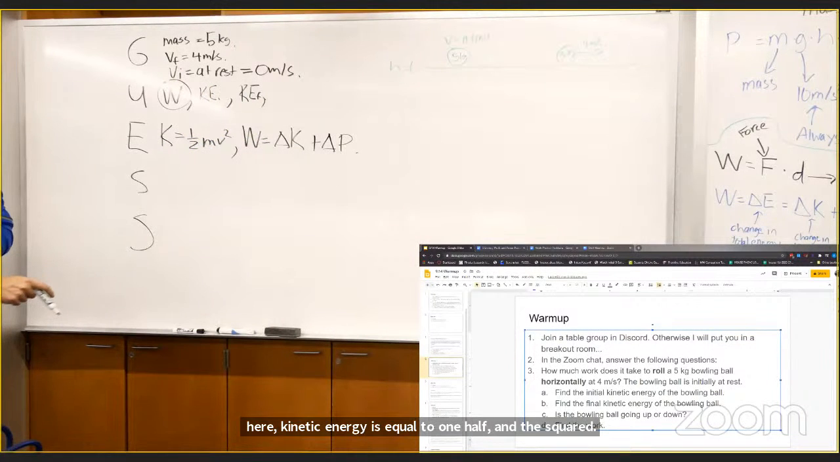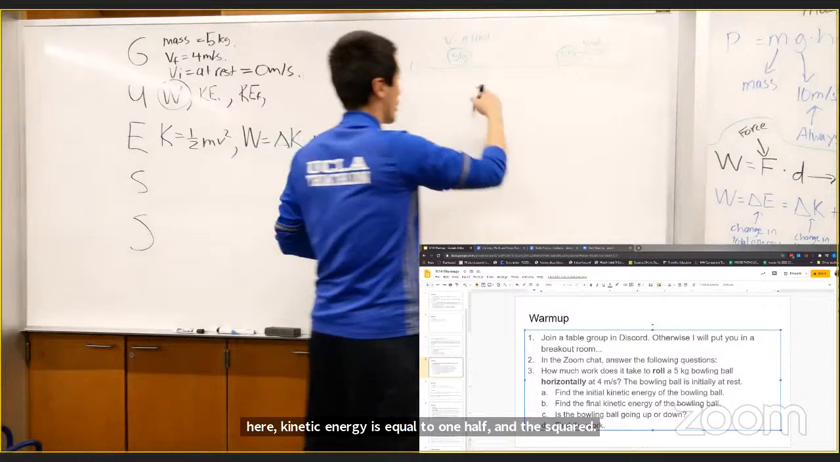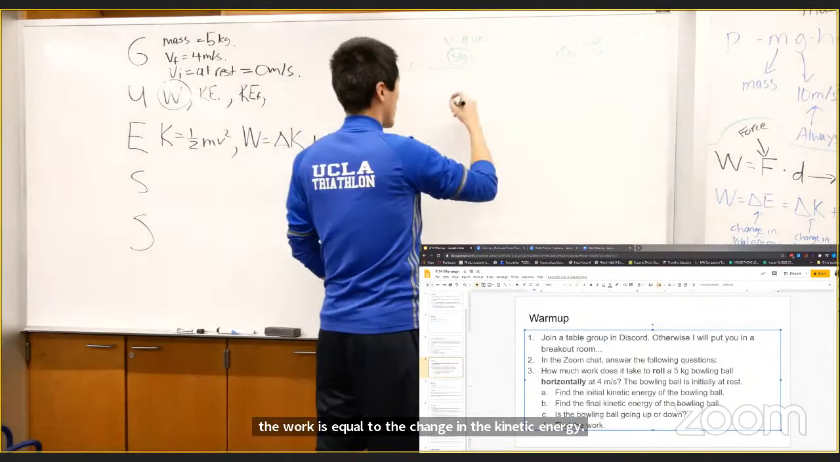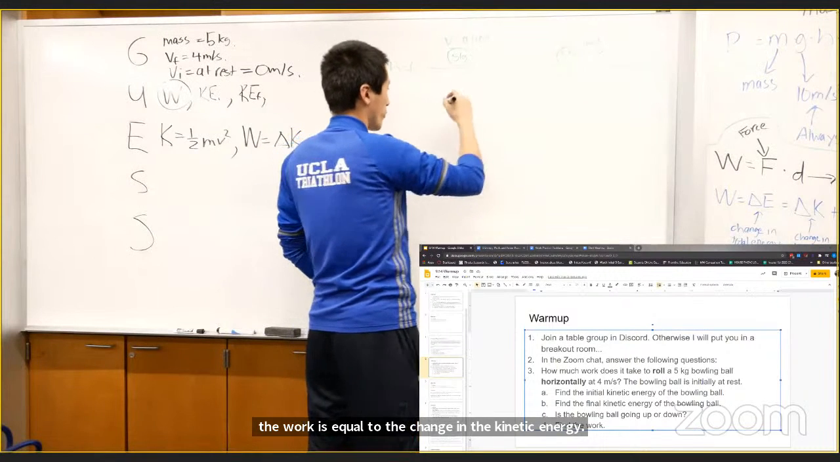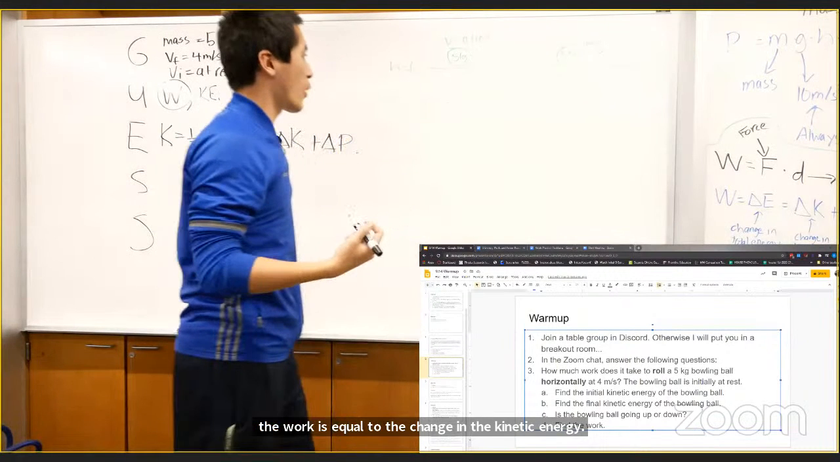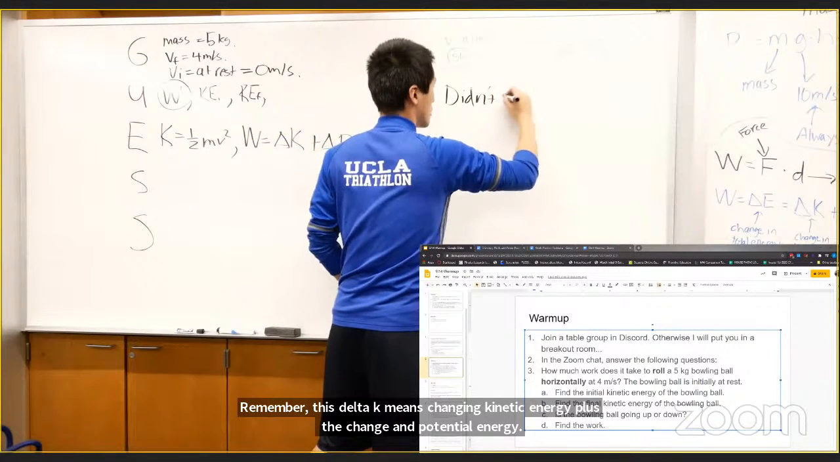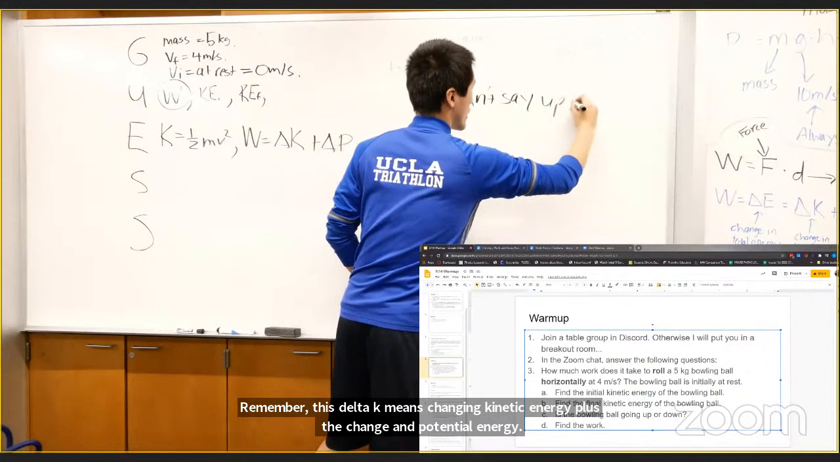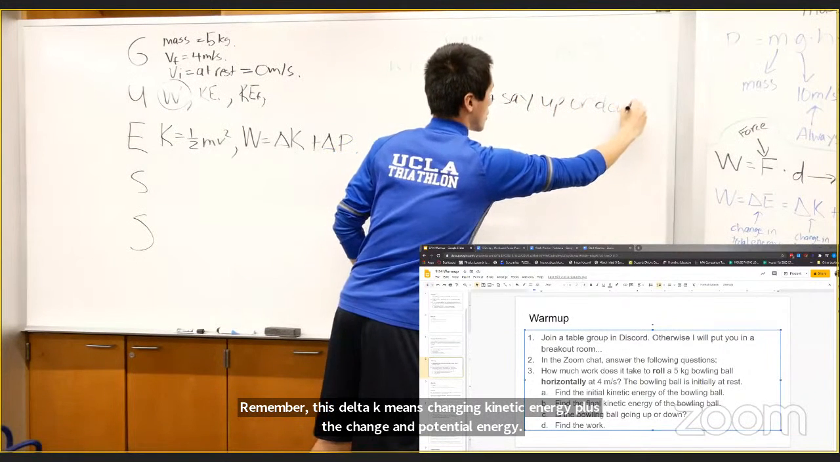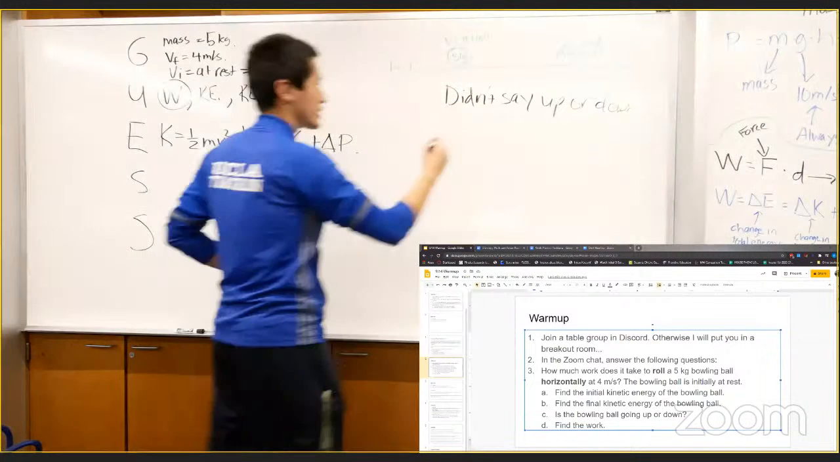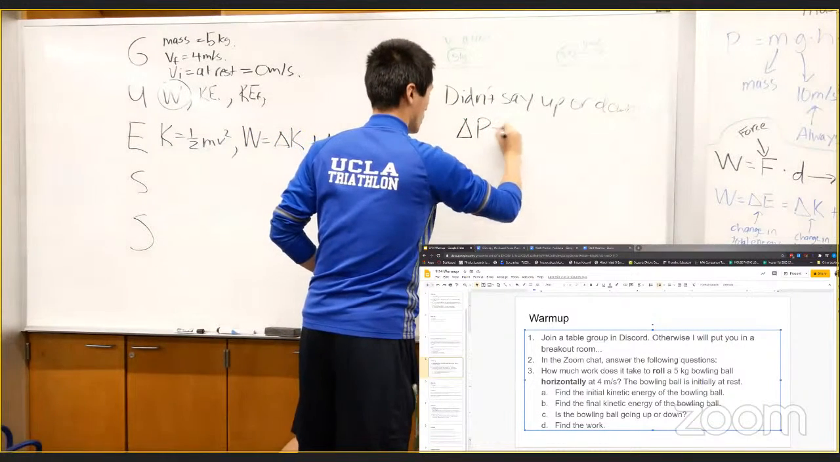Before I start substituting stuff in, I first want to take a look at whether or not the bowling ball is going up or down. So in this problem, the bowling ball is just going horizontally. Because the problem didn't say that the bowling ball was going up or down, there's no change in height, which means that delta P is 0.